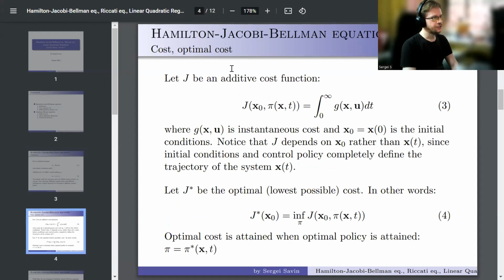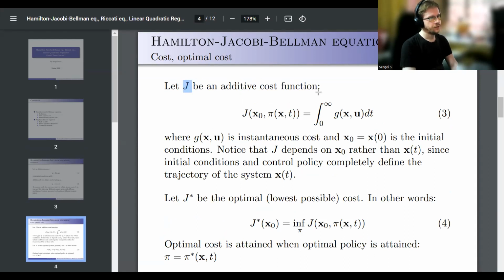Now let us introduce the next innovation. That is a cost function. There's also an additive cost function, not just a cost, an additive cost. What do I mean by additive? Well, additive refers to this integral here.